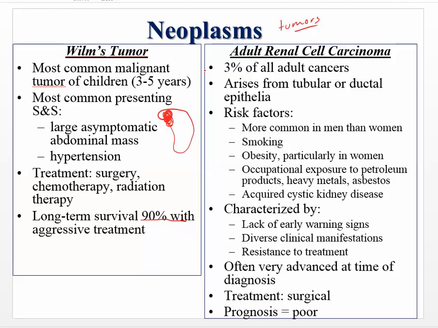However, now, contrary to that, adult renal cell carcinoma. Adult renal cell carcinoma is about 3% of all adult cancers, which is a respectable number.